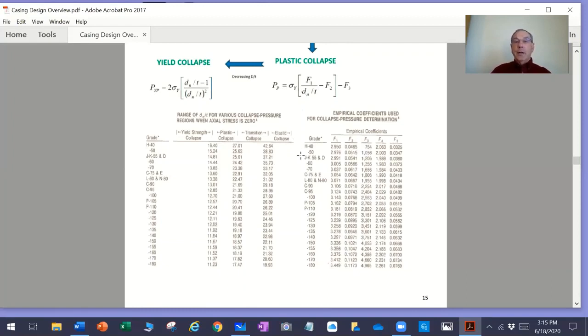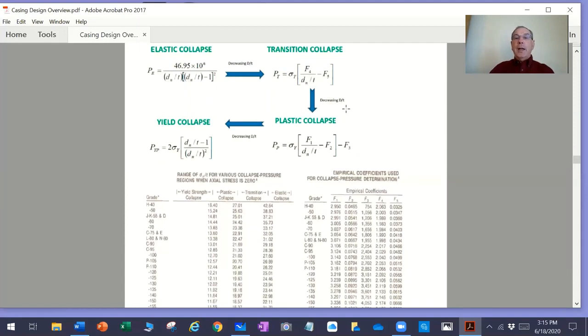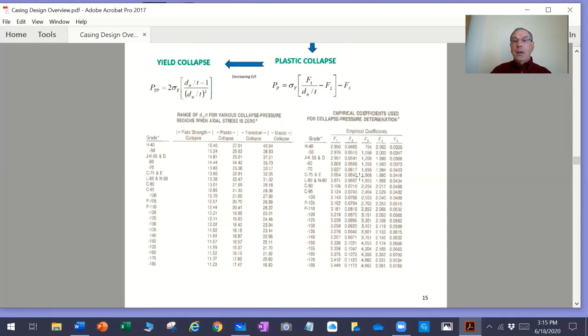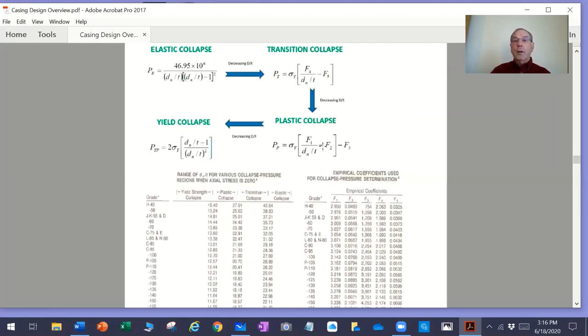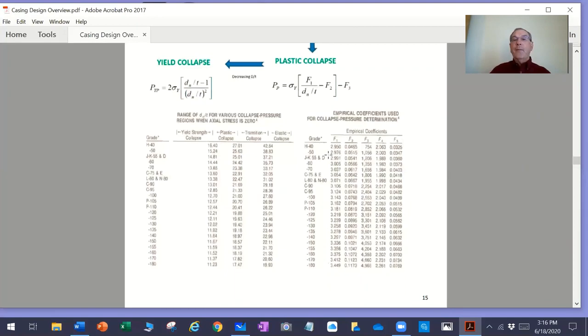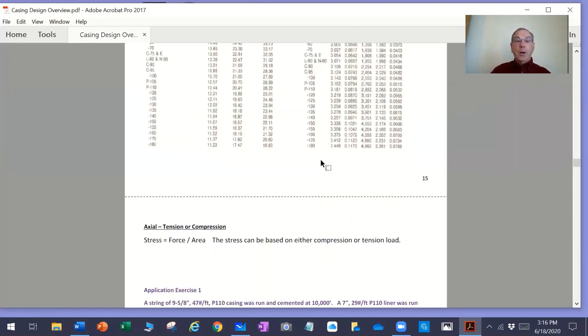Now you'll notice that in these transition and collapse equations, you have some factors that make the equations work out, F1 through F5. You have to get these factors, empirical coefficients, from this table. Then you can calculate the collapse value based on the D over T ratio, the stress of the pipe, and the factors that the equation requires. So it's actually very straightforward. It's not very hard at all.